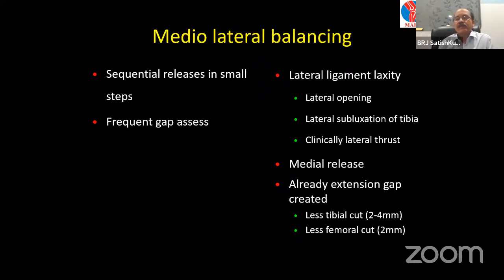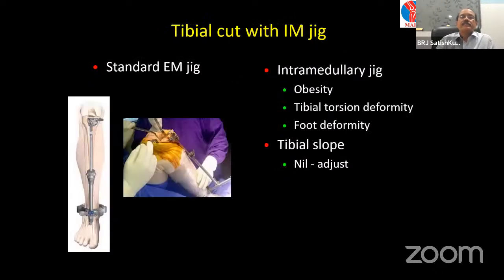Otherwise, what we have done by medial release is we have matched the medial release with the lateral ligament laxity. In this process, we have created a gap. So we cannot do the standard bone cuts. We have to take less bone cuts in patients where there is an excessive lateral laxity.